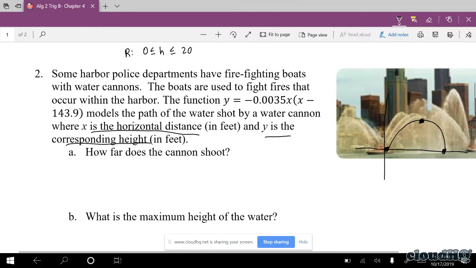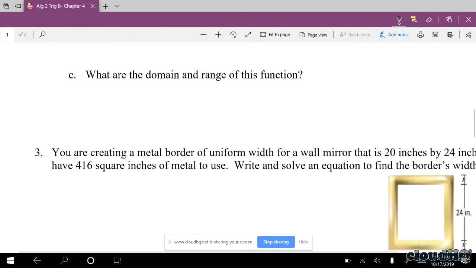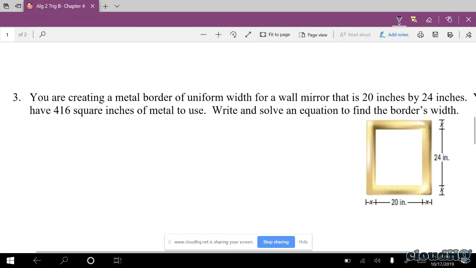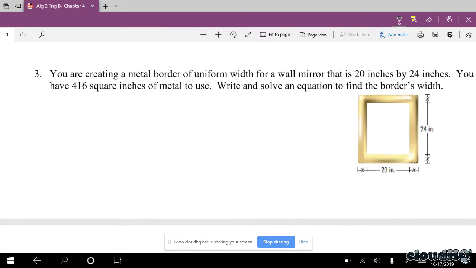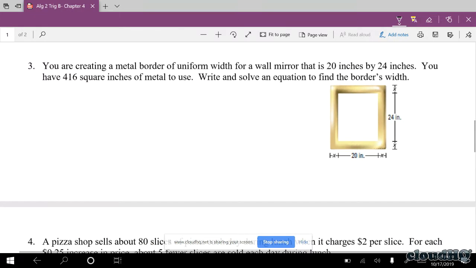I'm not going to go through this particular example, but it's not measuring time like the last problem. It's just vertical distance and horizontal distance. Let's take a look at this question. We'll see a lot of questions that are similar to this, where you have like a picture. In this case, they're saying a mirror, and they're putting a border or a frame around it.